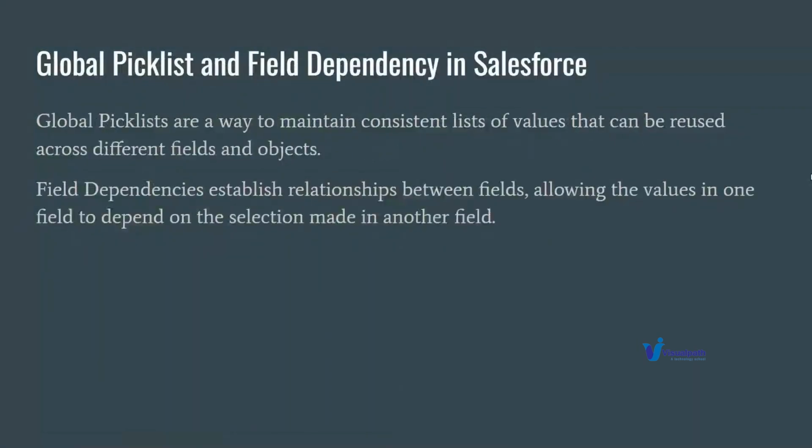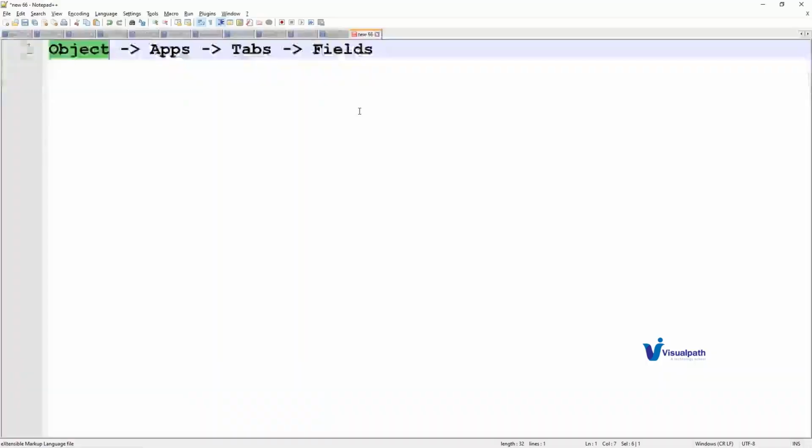We will see the use cases and the specific types of data types for those fields. We will come to that, but before that, we have to understand what is a global pick list. So there is one concept of global pick list, right?